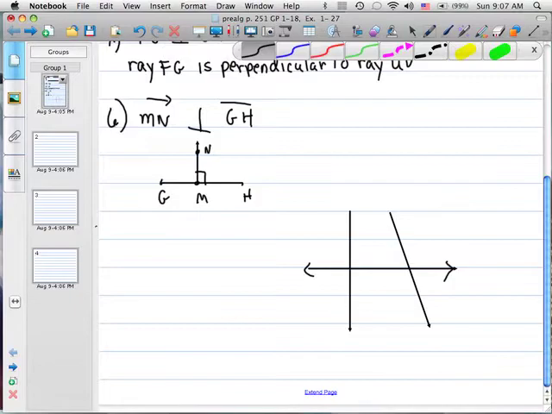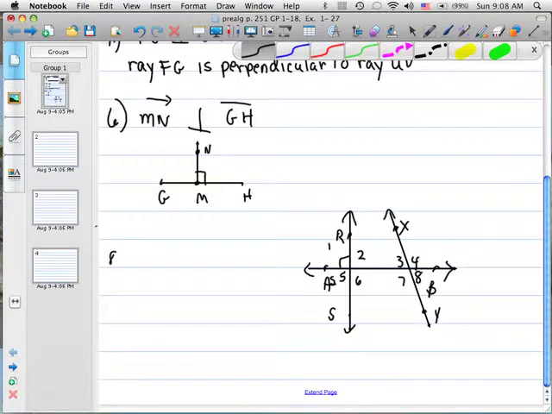So we have line AB and line RS and line XY. And they put the right angle symbol there. 1, 2, 5, 6. This is 5. And 3, 4, 7, 8.